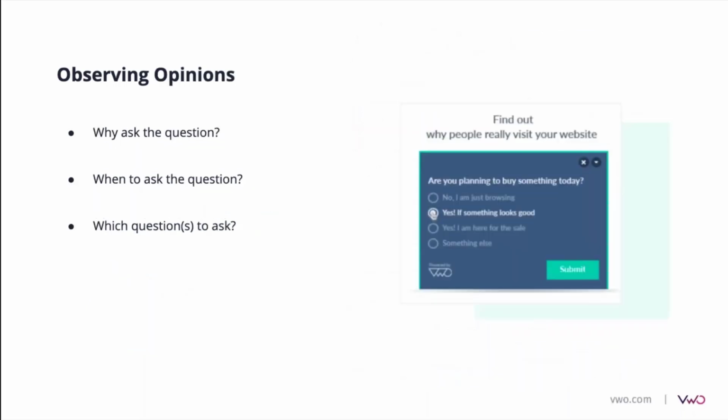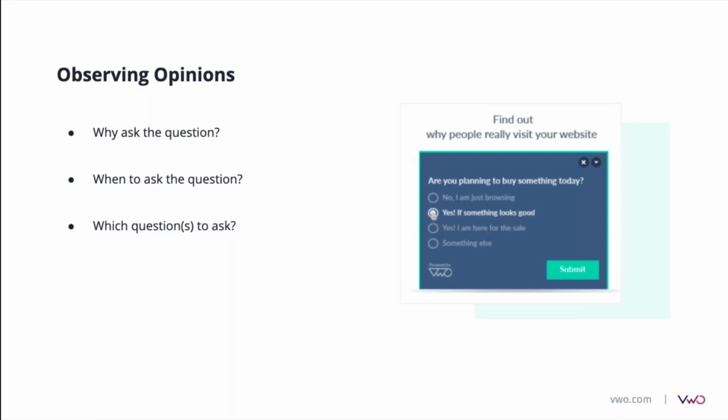And lastly but not the least is when you observe opinions directly from your customers, and one of the ways to do this is by using something called on-site surveys. So before you ask the questions, it's imperative to know why you are asking the question, by clearly outlining the end goal that you're trying to get out of the survey.